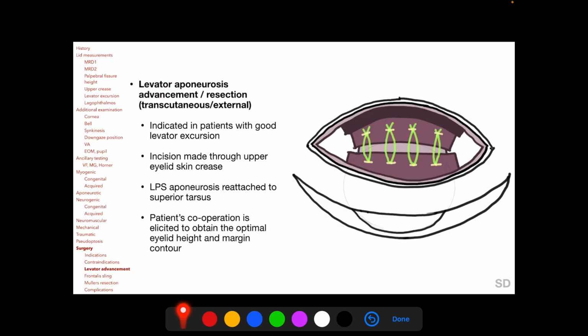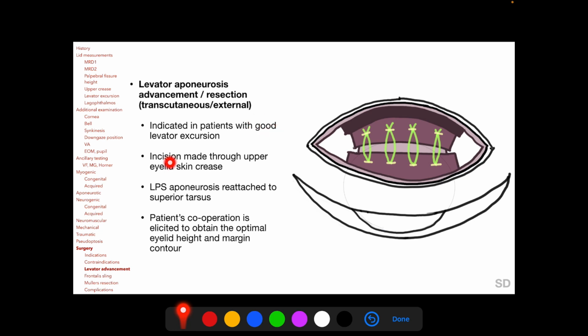Levator aponeurosis advancement or resection is done through a transcutaneous or external approach, in contrast to Muller's muscle conjunctival resection, which is done through a transconjunctival or internal approach. Levator aponeurosis advancement or resection is indicated in patients with good levator function, as we have discussed.